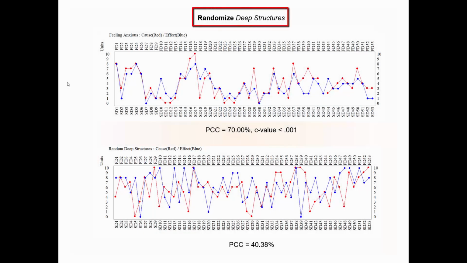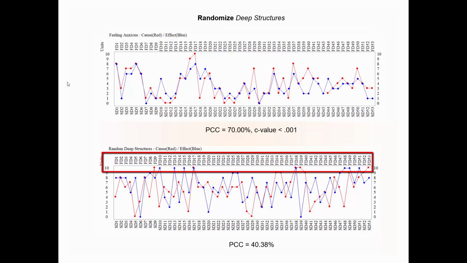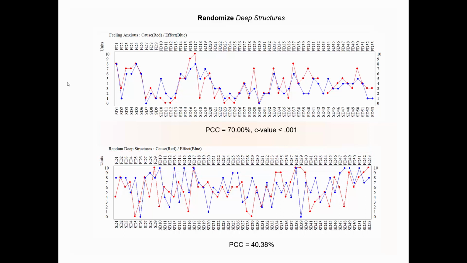Finally, the randomized deep structures option is different from the other 3 in that new data are generated. Notice, for example, that with the original data, only a single value of 10 for the anxiety ratings was observed. But now with the randomized deep structures in the bottom graph, we see 5 values of 10 for the anxiety ratings. So new data based on the units of observation for the cause and the effect orderings are being generated with this randomization option. Each of the 0 to 10 units has an equal probability of being generated, and for this particular randomization, the PCC index dropped from 70% to 40.38%.